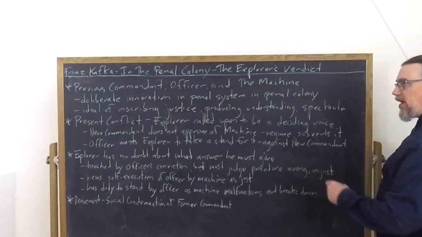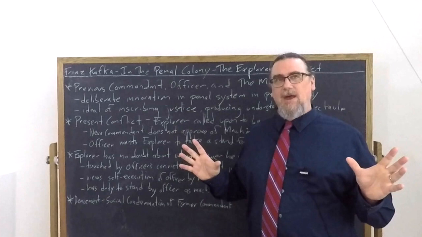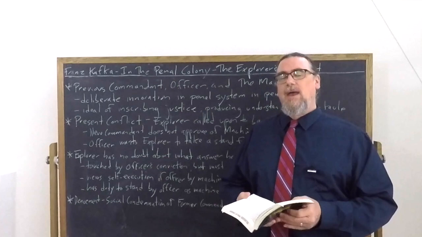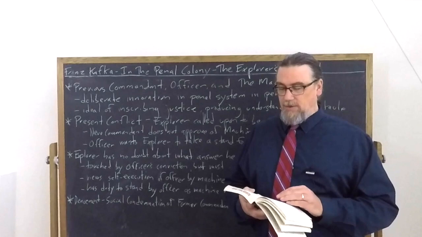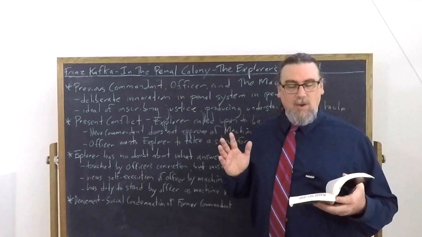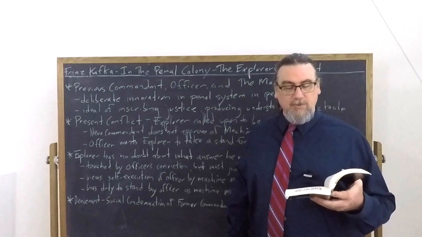So he allows it. But then the machine malfunctions. The machine breaks down. And instead of providing this means of enlightenment, it's just causing horrible injury and suffering to the officer. Right? And so he says, the explorer was greatly troubled. The machine was obviously going to pieces. Its silent working was a delusion. He had a feeling he must stand by the officer since the officer was no longer able to look after himself. He's trying to figure out, what can I do to end this?